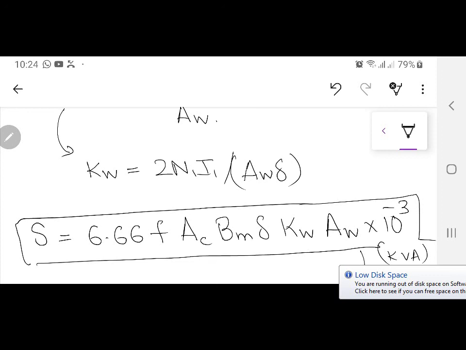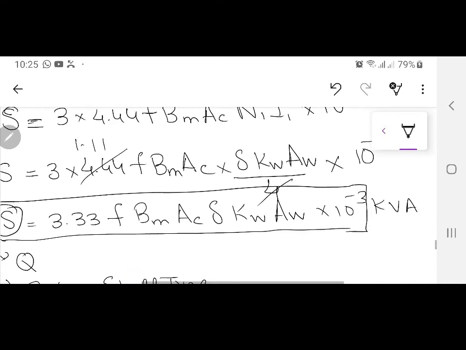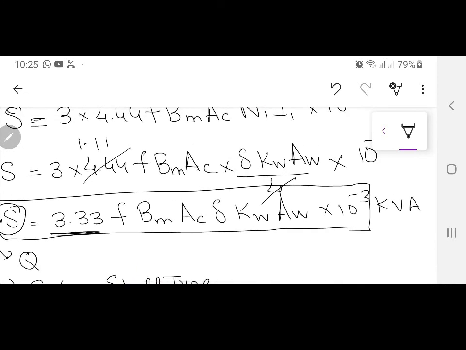Now if you compare these four equations, let's take the single phase out for a while. We are just comparing the three phase core type and the three phase shell type. Three phase shell type, this factor is 6.66 and in the three phase core type this is 3.33. This is easily telling you that a shell type transformer has a little bit more capacity to handle power as compared to a core type, if you are using the same core, window area or whatever.